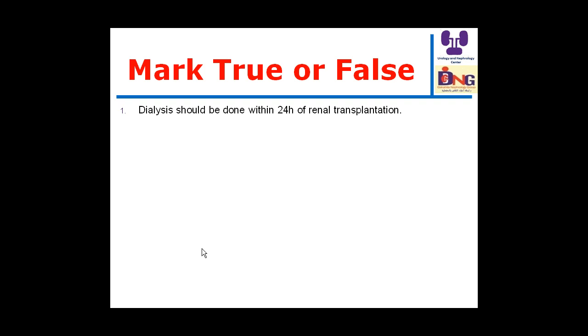Let us repeat the questions with explanation. Dialysis should be done within 24 hours of renal transplantation as a routine. False. Why? Because if there is no critical indication to do dialysis, we just keep the patient on his routine dialysis and do transplantation. It's not necessary to do dialysis within 24 hours because we are afraid of graft dysfunction and we are afraid of delayed diuresis if we do aggressive dialysis on the day before transplantation. And there is no data showing the superiority of the transplant outcome if we do dialysis within 24 hours of transplantation.